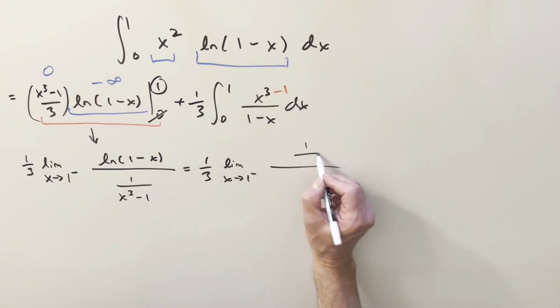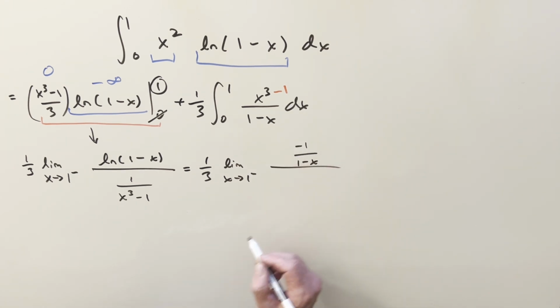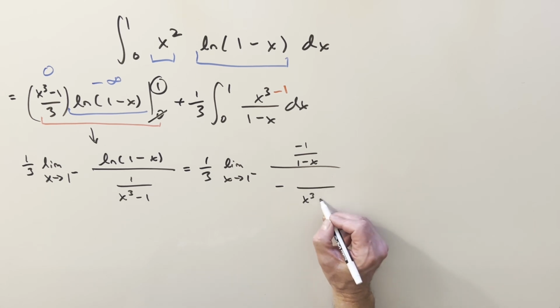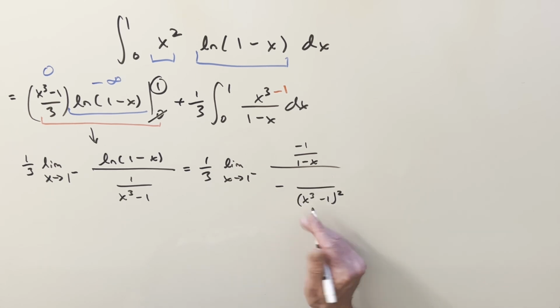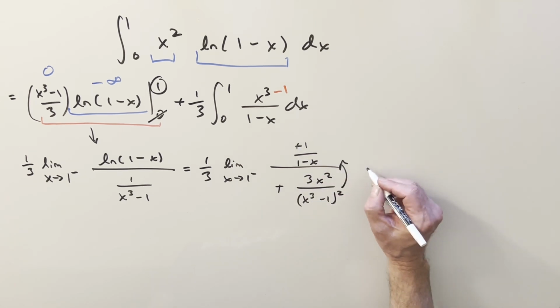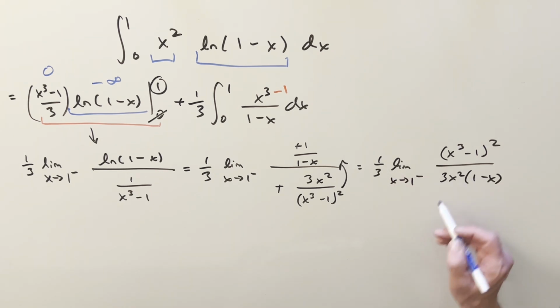For the numerator, we get 1 over 1 minus x, a minus comes out. For the denominator, we get minus. This is going to become x cubed minus 1 squared. Then chain rule, this is going to be 3x squared. Cancel minus with minus. Flip this, bring it into the numerator. But now at this point, it's still an indeterminate form.